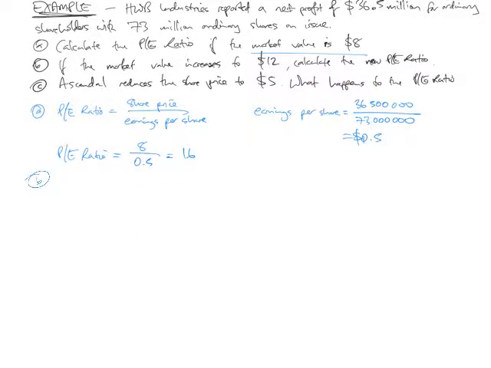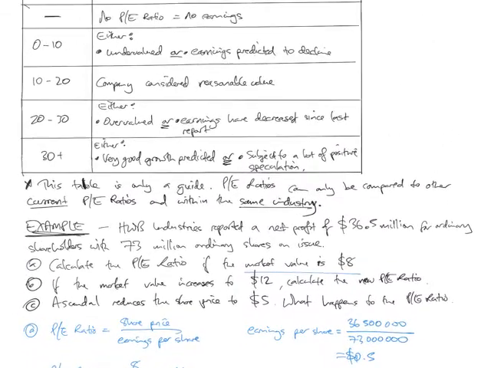B. If the market value increases to $12, calculate the new PE ratio. We can do this straight away because we know what the earnings per share are. So it's going to be 12 on 0.5. That comes to 24. So the basic interpretation of that could be that people are willing to pay $24 per $1 of earnings, which sounds pretty good, but take that with a grain of salt, because in the table 20 to 30 indicates it may be overvalued or earnings have decreased since last report.